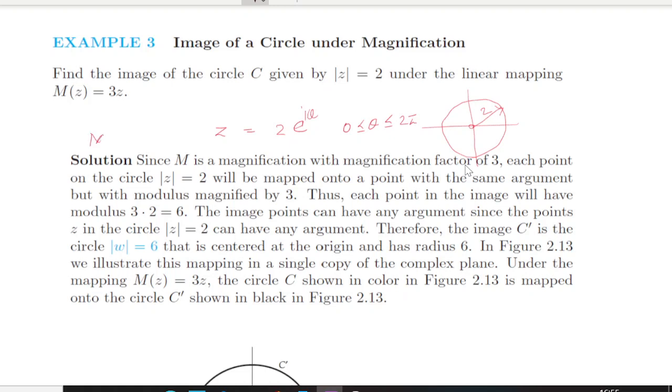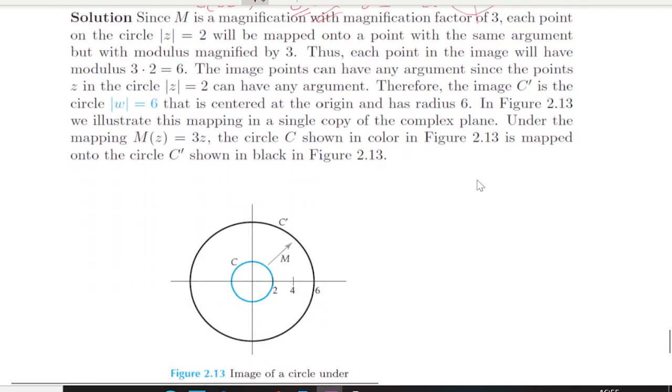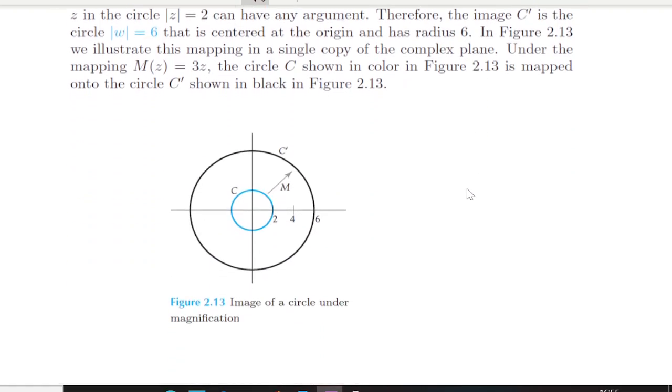So when you are finding your m of z, what do you get? It is 3z. That's equal to 3 into 2 e raised to i theta. So that's equal to 6 e raised to i theta. Now, when 0 less than or equal to theta less than or equal to 2 pi, it again results in a circle with center 0, 0 and of radius 6 units. So you will get another circle of radius 6 units. So this is how we will find the image.